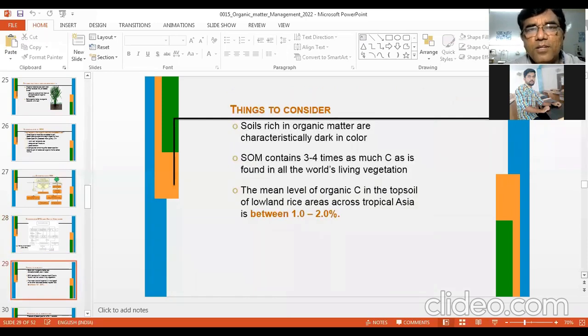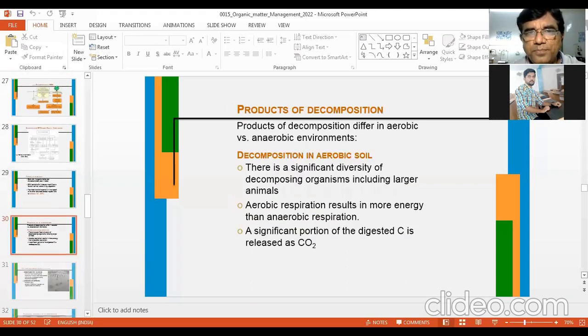Now, things to consider. Soils rich in organic matter are characteristically dark in color. More humus, more organic matter, they show generally dark color. Soil organic matter contains 3 to 4 times as much carbon as found in all the world's living vegetation. Means the soil stores more carbon than your living vegetation, 3 to 4 times more. The mean level of organic carbon in the topsoil of lowland rice areas across tropical Asia varies between 1 to 2%. Means rice soils generally contain 1 to 2% carbon in Asia.